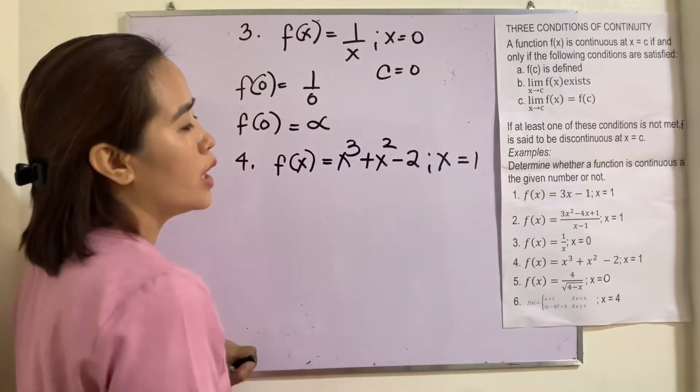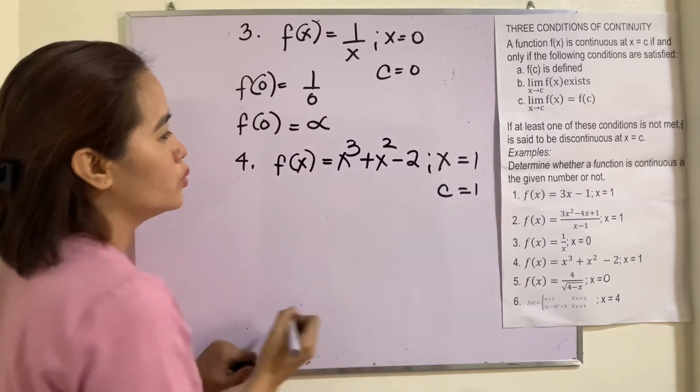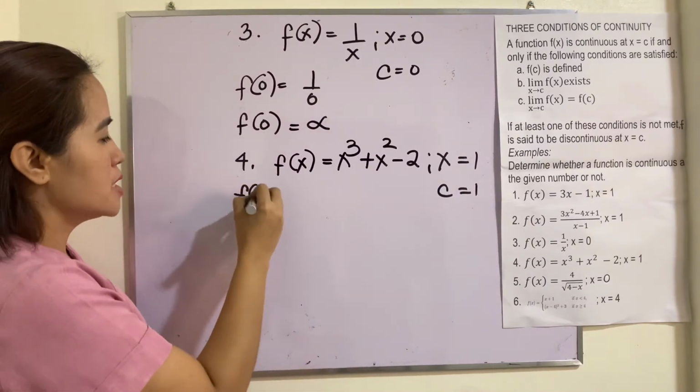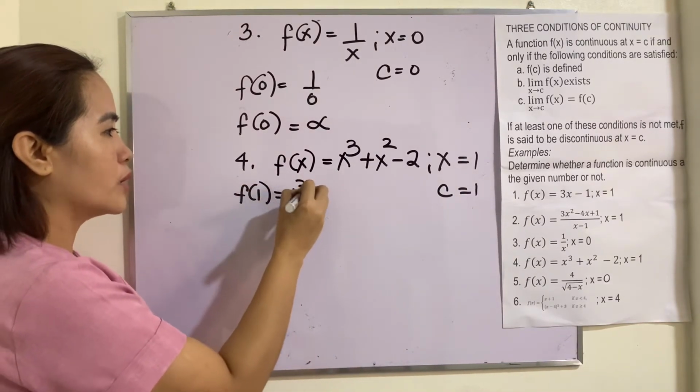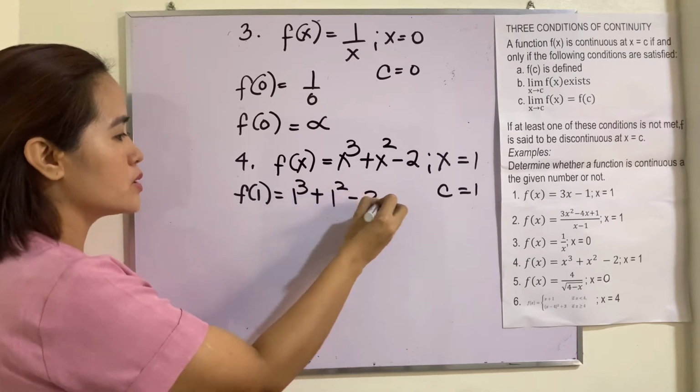Number 4, we have f of x is equal to x cubed plus x squared minus 2, x is equal to 1. So our c is equal to 1. We will be replacing all x's by 1. This is 1 cubed plus 1 squared minus 2.